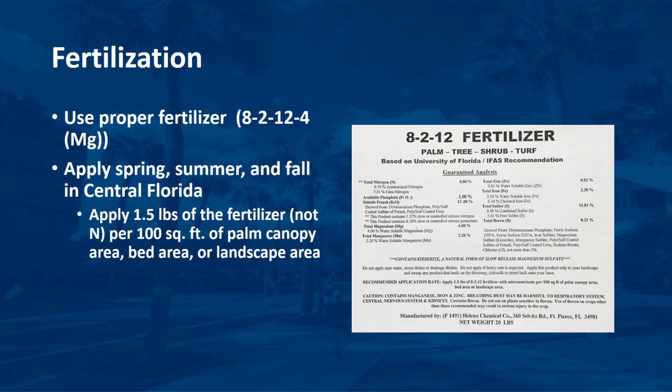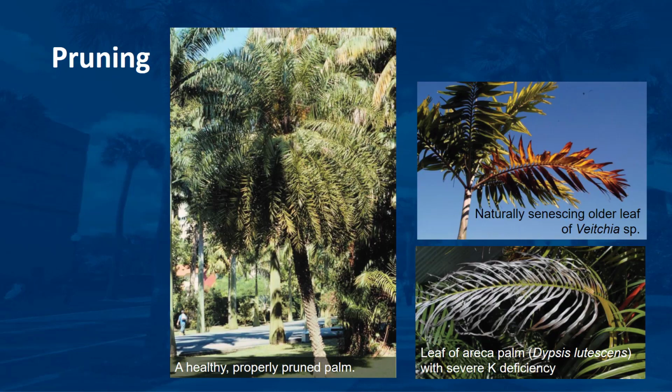It is recommended to apply fertilizer 3 times a year using 1.5 pounds of fertilizer per 100 square feet of palm canopy area, bed area, or landscape area. A properly fertilized and pruned palm like the one in the photo should have a round canopy with green leaves right down to the bottom. Consumers must be educated that palms are supposed to have round crowns, not feather duster crowns. Secondly, not all palms require pruning. Palms with crown shafts should never need pruning if properly fertilized.